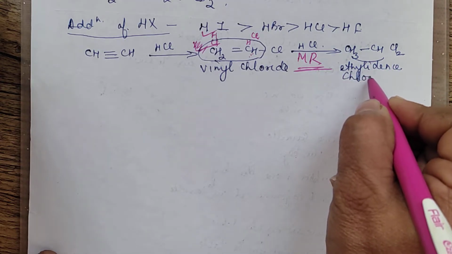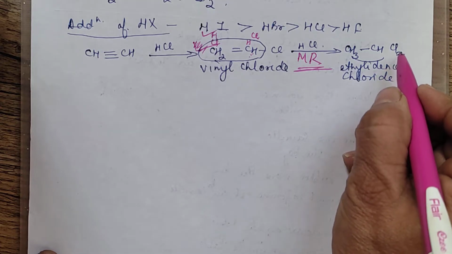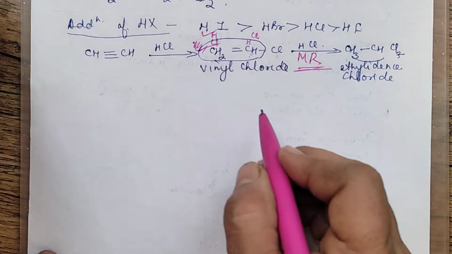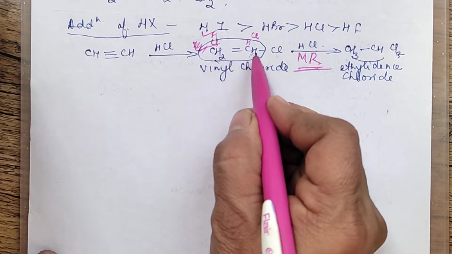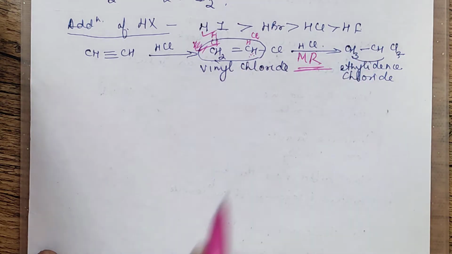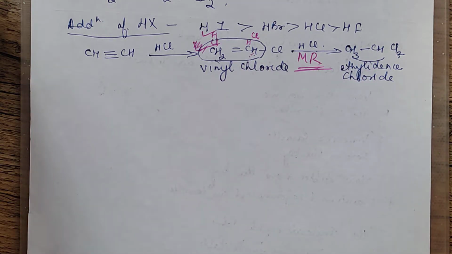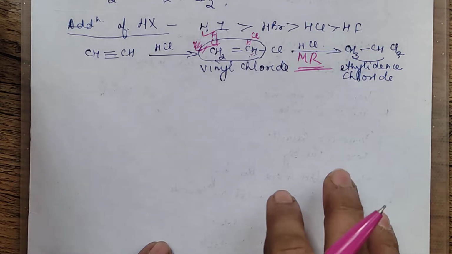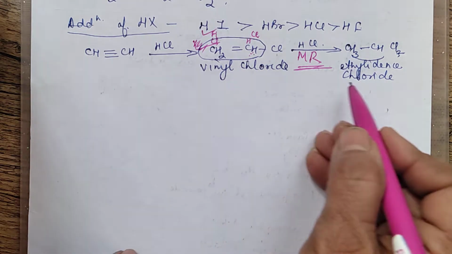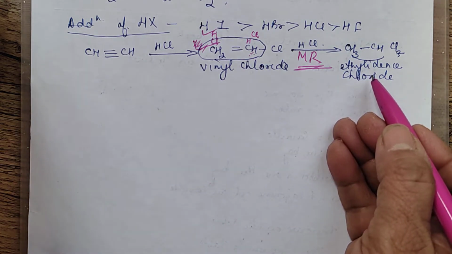chloride. Otherwise, if you are writing the IUPAC name, it will be 1,1-dichloroethane. This was 1-chloroethene, and 1,1-dichloroethane. This will be the product. Clear? Now, in case you are writing with reference to HBr, accordingly you will get vinyl bromide or ethylidene bromide.